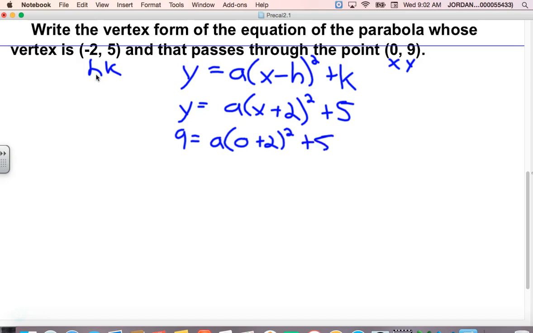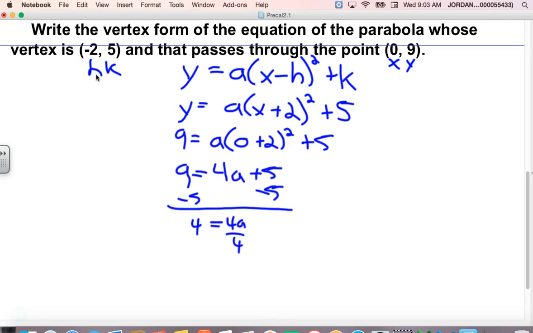0 plus 2 is 2, and 2 squared is 4. So we've got 4 times a, which is 4a. 4a plus 5 is 9. Subtract 5, and we've got 4a equals 4. Divide by 4, so a equals 1.